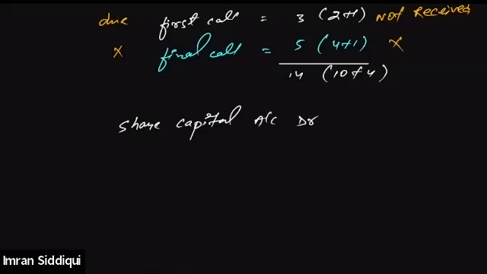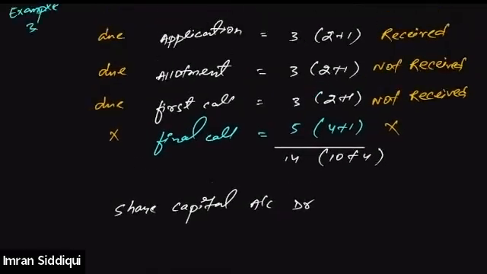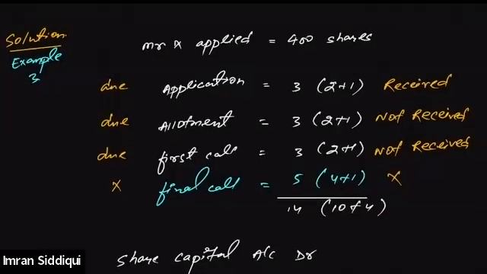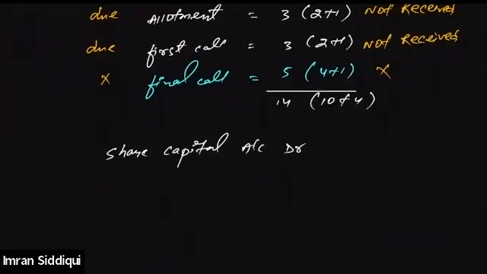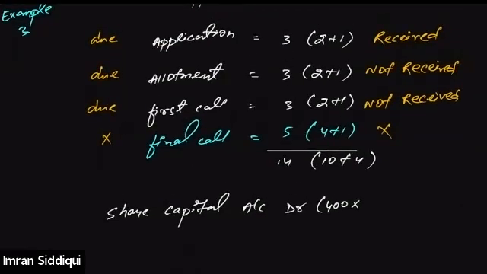Share capital account debit. How many shares are being forfeited? 400 shares are being forfeited. So we'll multiply 400 with the called up value, excluding premium. Tell me, what is the called up value?